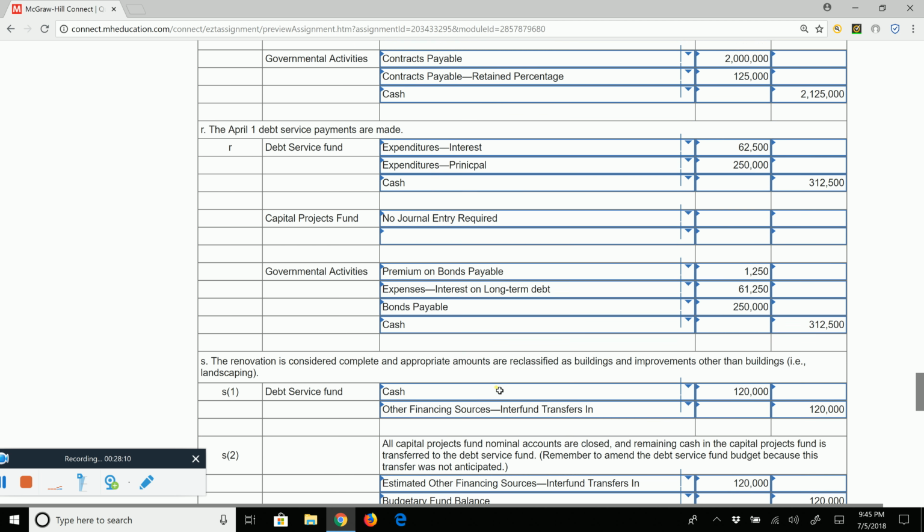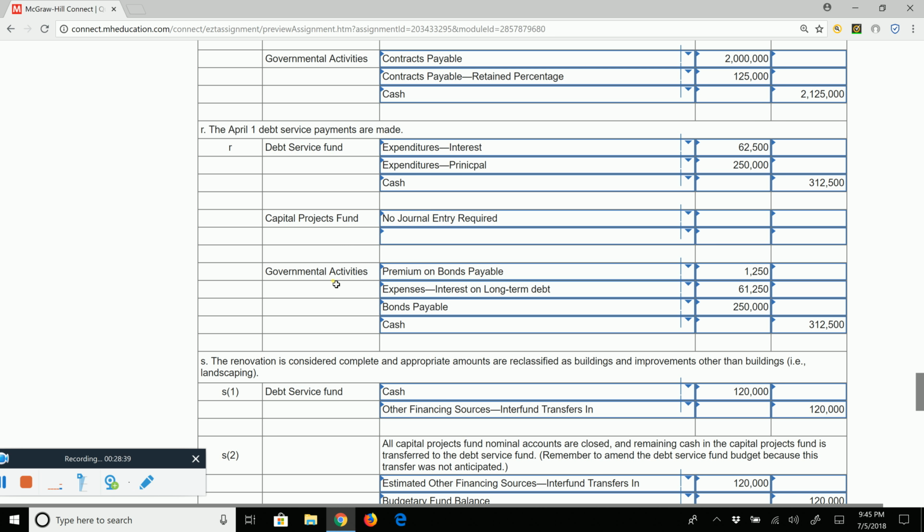All right, R. The April 1st payments are made. Now remember, on April 1st, we have to pay back principal plus interest. And if you recall from my calculation a few moments ago, we're paying back the $250,000 principal. That will be an expenditure for the debt service fund, as well as 6 months worth of interest. $2.5 million times 5% for half a year. That is what that $62,500 is.